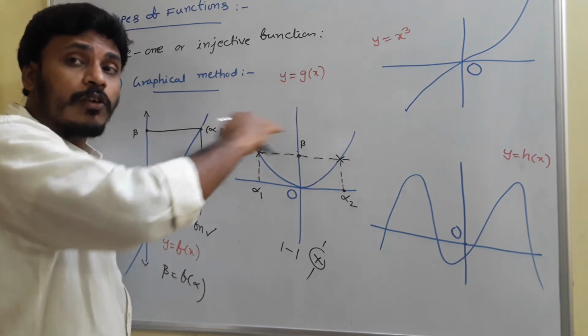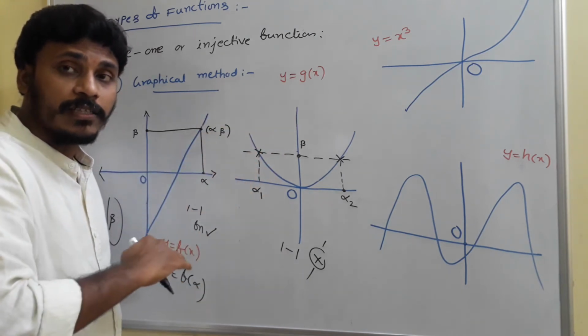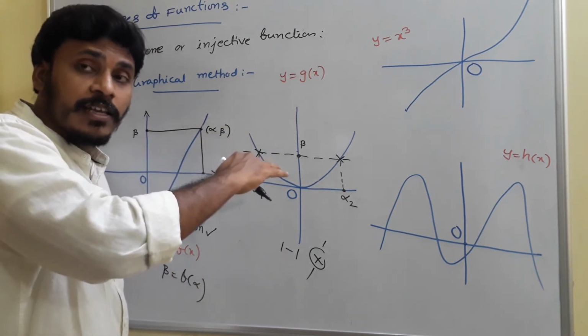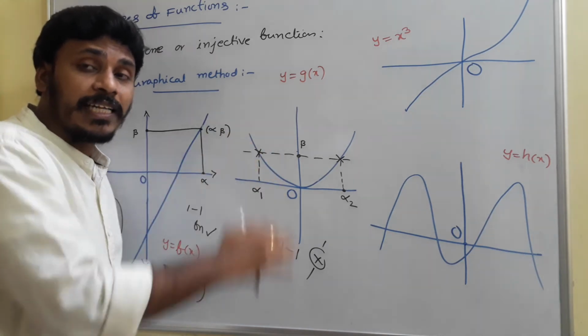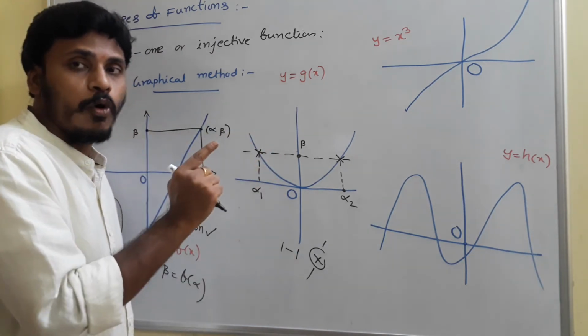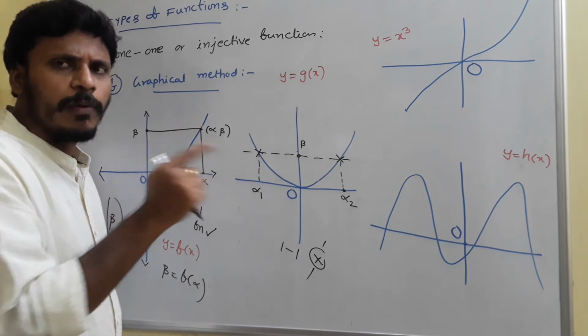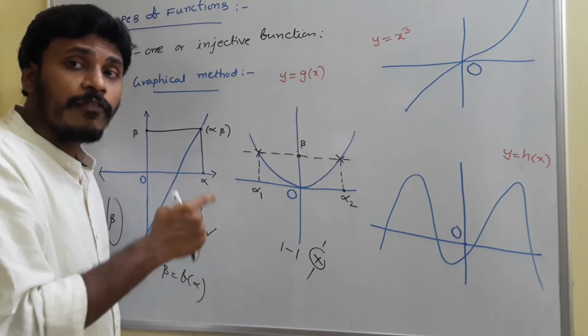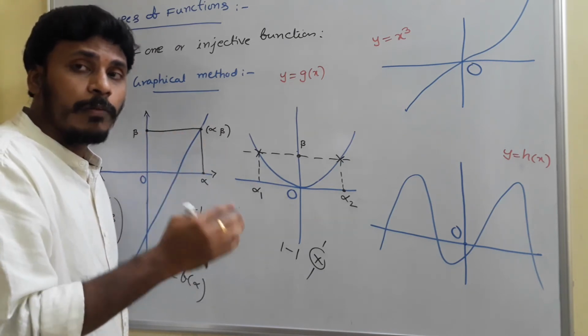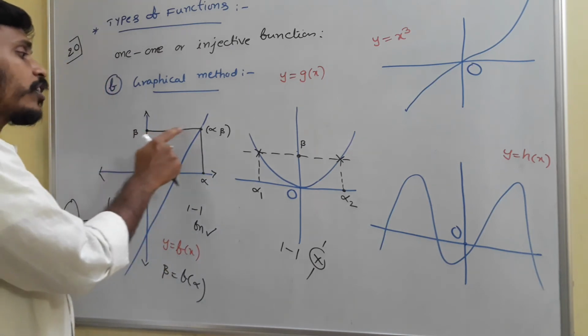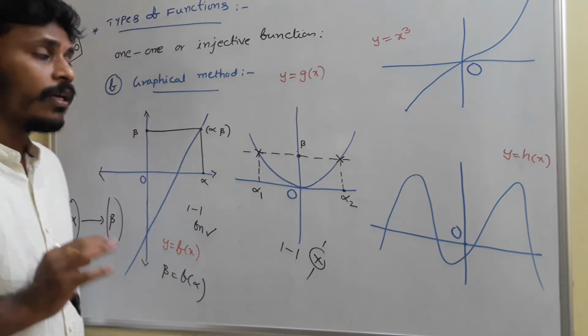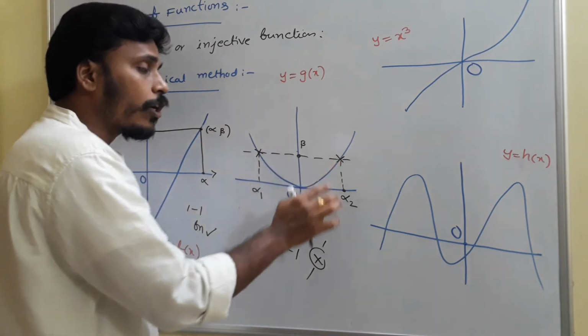At different points of the y-axis, we need to draw horizontal lines. If those horizontal lines cut the graph at only one point, it is 1-1. If it cuts the graph at more than one point, it is not 1-1. Here the graph is cutting at just one point, so it is 1-1. Here the graph is cut at 2 points, so it is not 1-1.